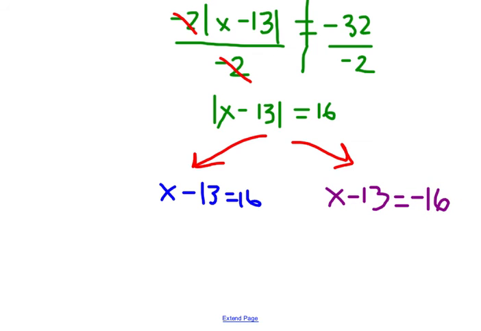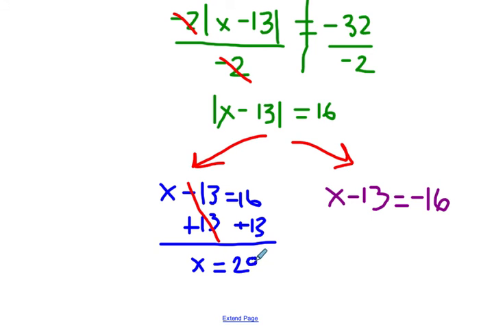So going back to the blue equation, this requires only one step to solve. To get rid of this minus 13, I'm going to add 13 to both sides. So the 13's on the left will cancel out. And 16 plus 13 gives us 29. So x equals 29 is one of our answers.